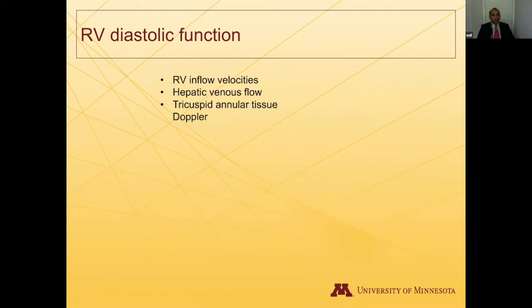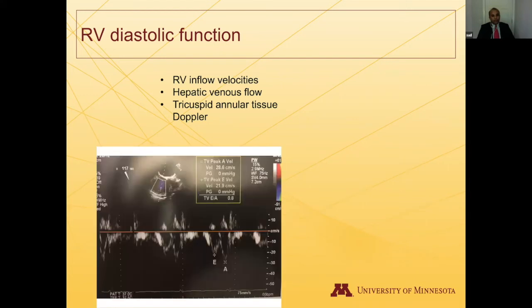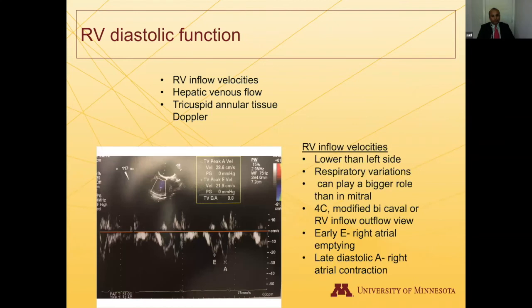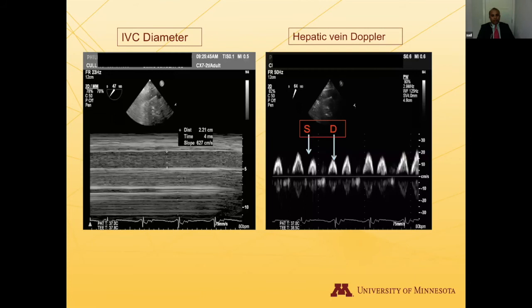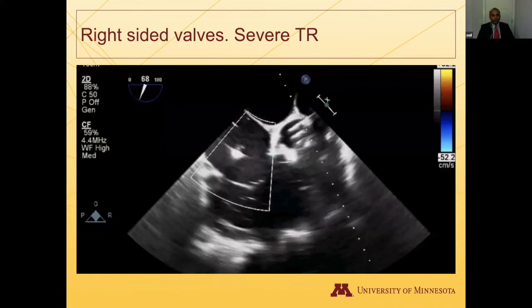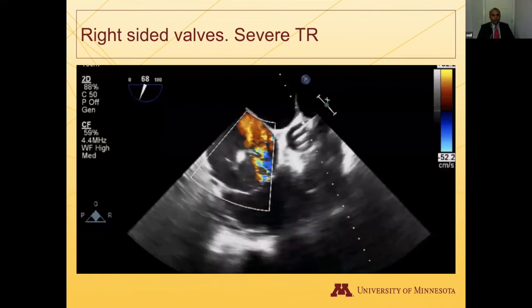You can also look at the RV diastolic function, look at the RV inflow velocities, hepatic venous flow, and the tricuspid annular tissue Doppler. So that's the IVC diameter and hepatic venous flow, the S and the D. Normally S by D is more than 1. So here's severe TR from a dilated ventricle.